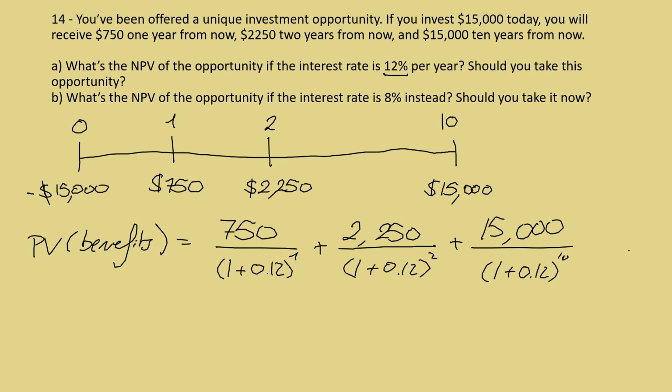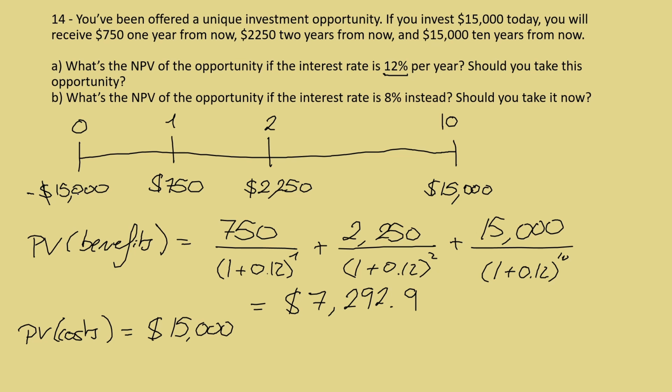Because it's period 10. And if you plug this into your calculator, you should get that the present value of the benefits is $7,292.9. Okay? Excellent. Then we know that the present value of the costs is simply 15,000, right? Because it says that today you invest 15,000. That's the only investment. Therefore, we know that the present value of the cost is 15,000.